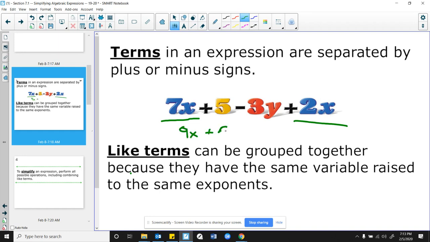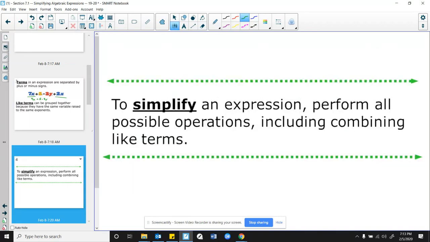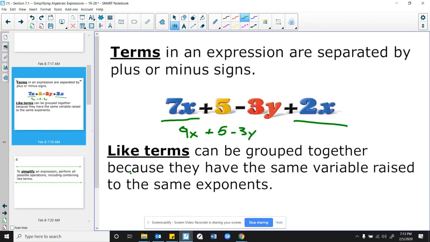plus 5 minus 3y. Okay, I've combined now the 7x and the 2x, and I can say that this expression has been simplified. There's no other operations that I can perform there. I can't combine the 9x and the 3y. Those aren't like terms. I can't combine the 5 and the negative 3y. Those aren't like terms. Okay.